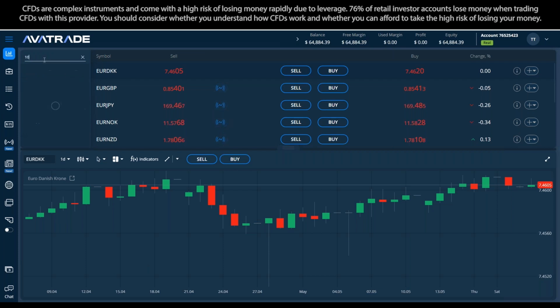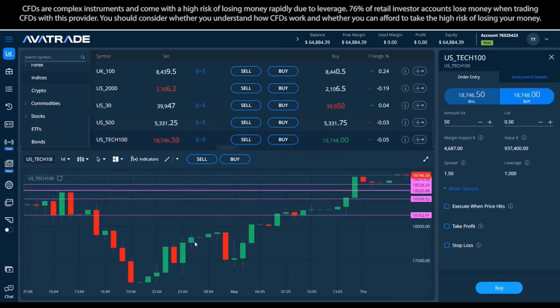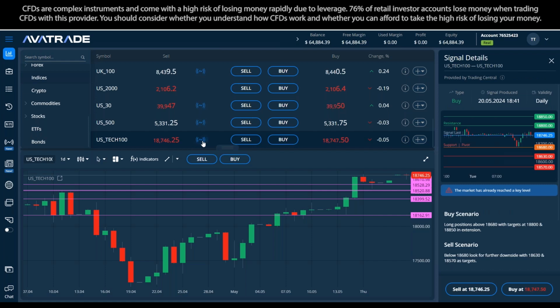So first, maybe we look at something like the US Tech 100 because it's been moving so much. And so when we pull up the signal on the US 100, otherwise known as the NASDAQ, what we see is it already reached one of the key levels, not surprising, with the anticipation of the NVIDIA numbers at the end of trading day tomorrow. What we see here is it was a buy signal, and it went down and touched the pivot line. That's a classic bounce off of a support level, but it did touch it.